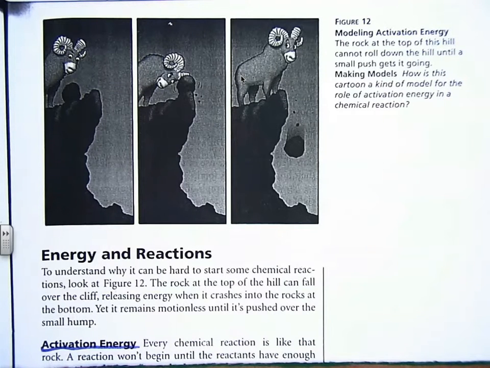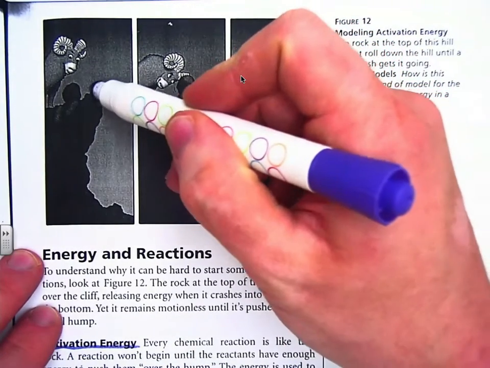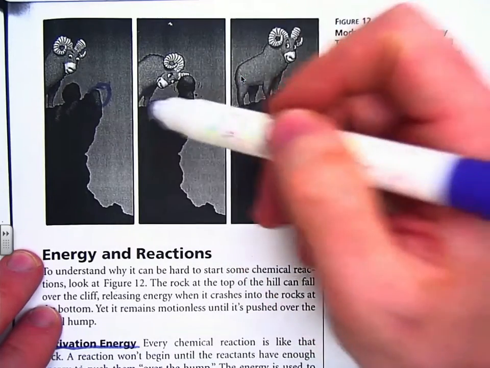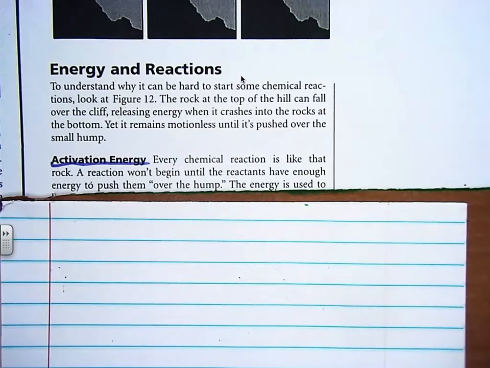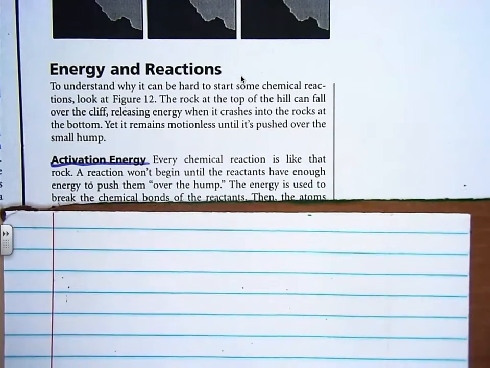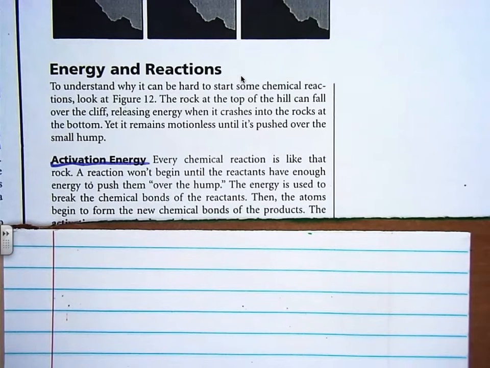A reaction won't begin until the reactants have enough energy to push them over the hump. Where's the hump? The hump is right there. Over the hump. Let's move up. Over the hump. The energy is used to break the chemical bonds of the reactants. Then, the atoms begin to form the new chemical bonds of the product.